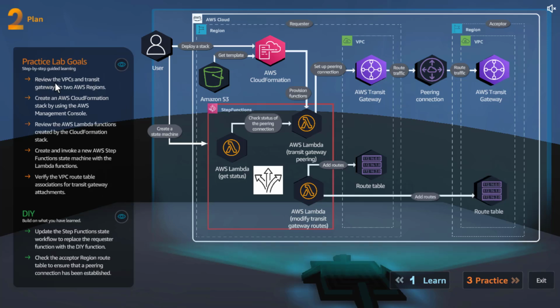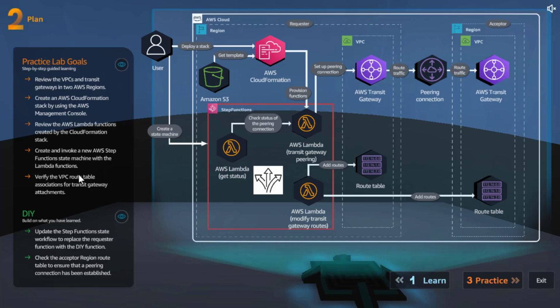Practice lab goals are reviewing the VPCs and transit gateways in two regions which they already created. Then we are going to create an AWS CloudFormation Stack by using AWS Management Console, as I am assuming they'll provide us the file. That's what they did so far. Then we will review the AWS Lambda functions created by the CloudFormation Stack.